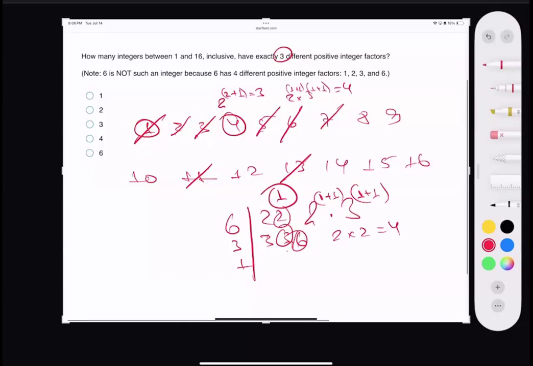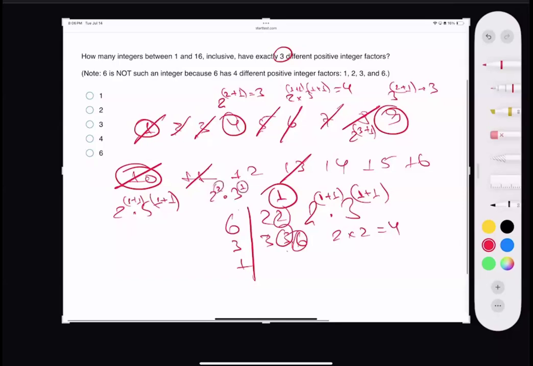8 is 2 cubed, so it has 4 divisors. 9 is 3 squared, so 3 divisors. 10 is 2 times 5, 4 divisors. 12 is 2 squared times 3 to the power 1, so 3 times 2, 6 divisors. 14 is 2 times 7, the same. 15 is 3 times 5, the same. 16 is 2 to the power 4, 5 divisors. So it's only 2. Only 2.